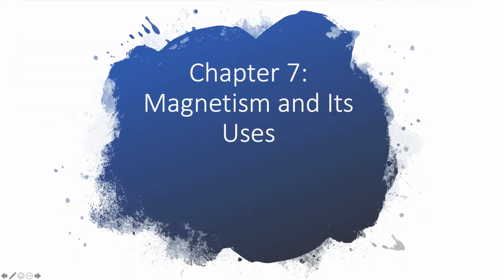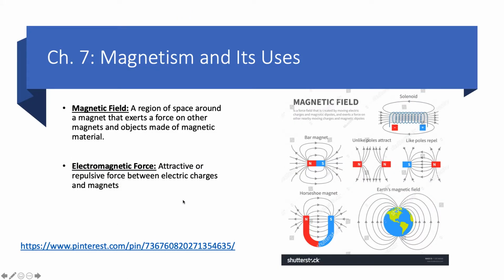All right, moving on to chapter 7, we're talking about magnetism and what it is used for. When we talk about a magnetic field, we're talking about a region of space around a magnet. You can see here we have a magnet, north and south, and the magnetic field around it. This magnetic field can have an effect on other magnets around it. So the south is going to attract the north and vice versa.